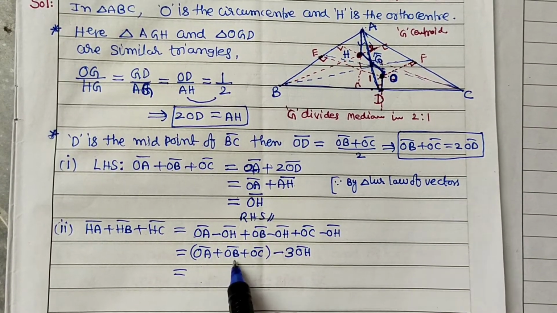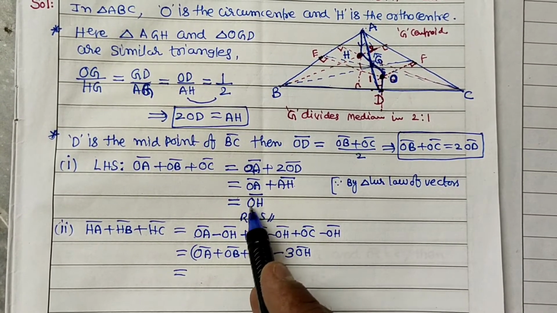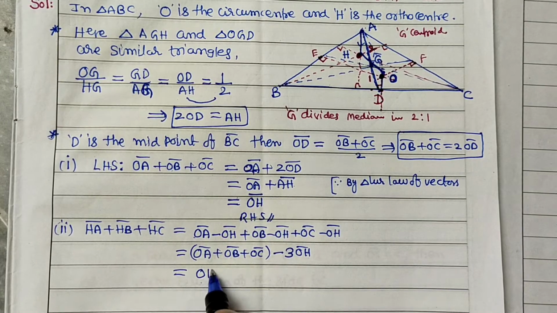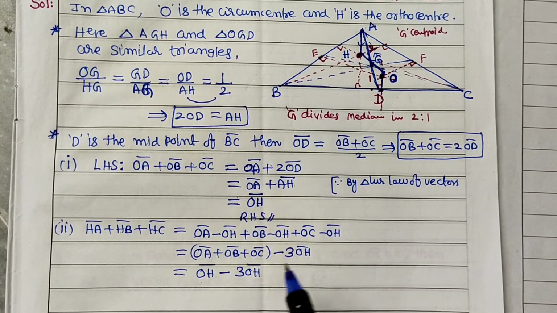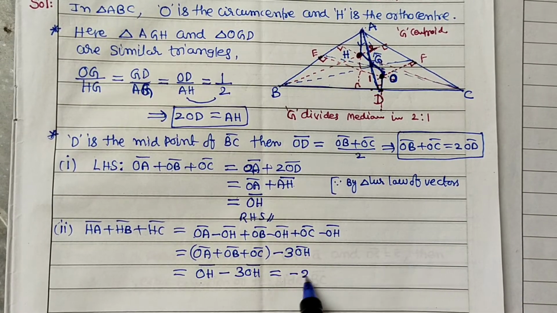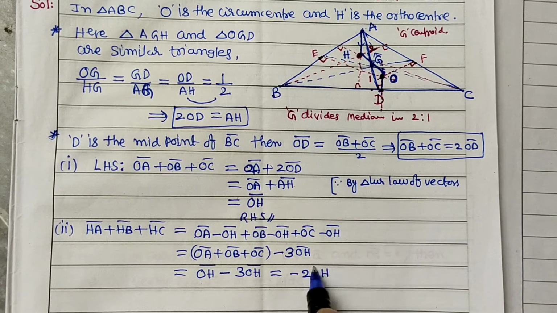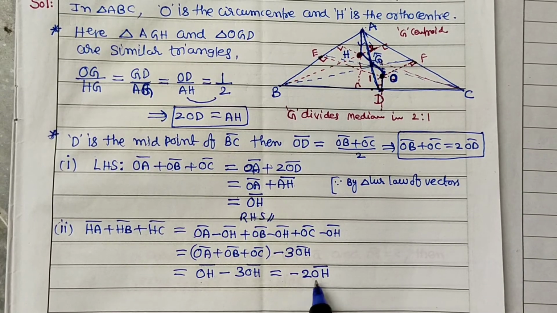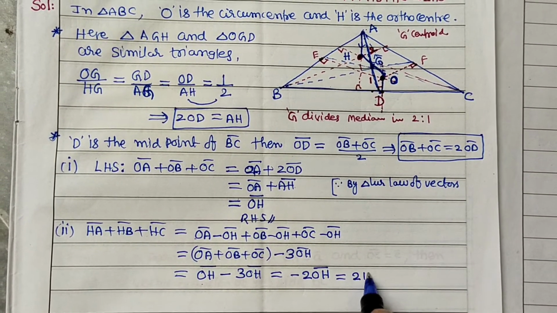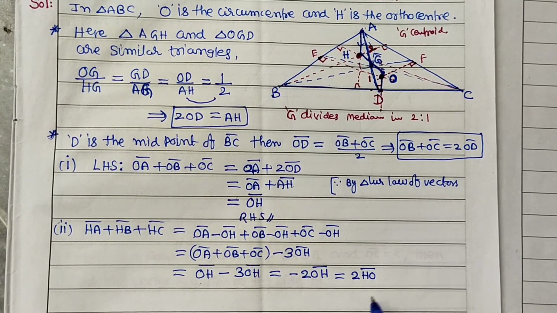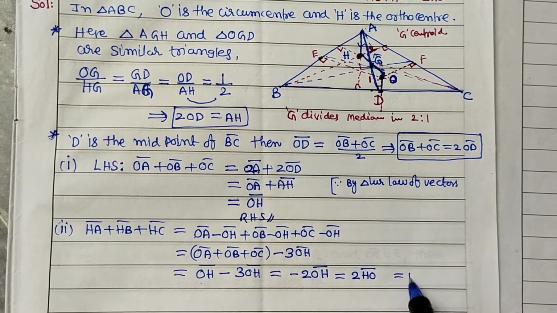What is OA bar plus OB bar plus OC bar? We got it as OH bar only, no? OH minus 3OH, which is equal to minus 2OH. If we remove this minus, this vector position will be changed. So it will become 2 times of HO bar. Hence proved, it is required RHS.